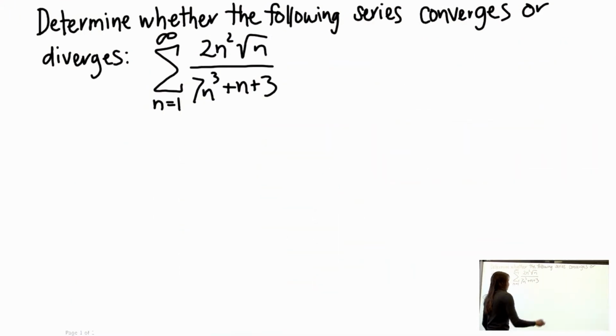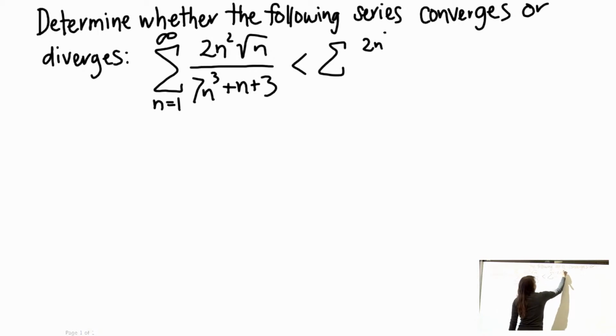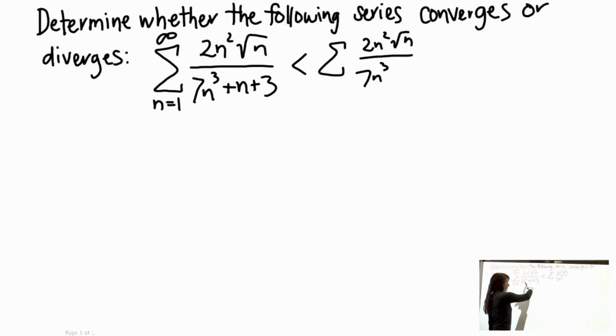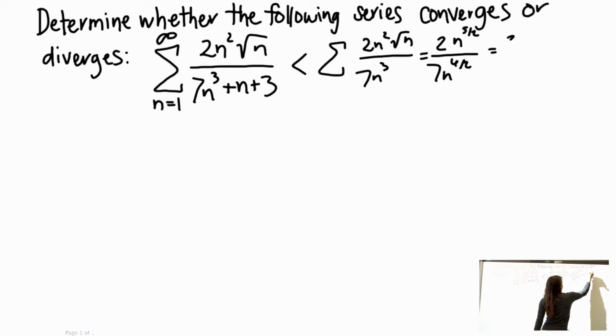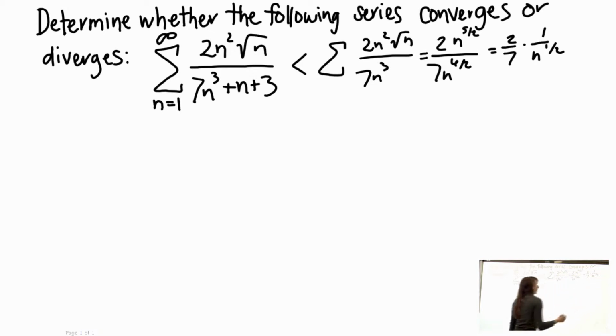So we can notice that this series is going to be less than the series of 2n squared root n over 7n cubed, because a larger denominator makes this smaller. And this is just like 2n to the 5/2 over 7n to the 6/2. So this is going to be the same as 2/7 times 1 over n to the 1/2. So we may think that we want to use the comparison test.